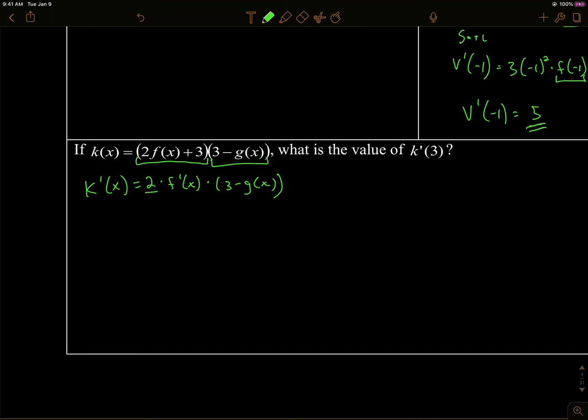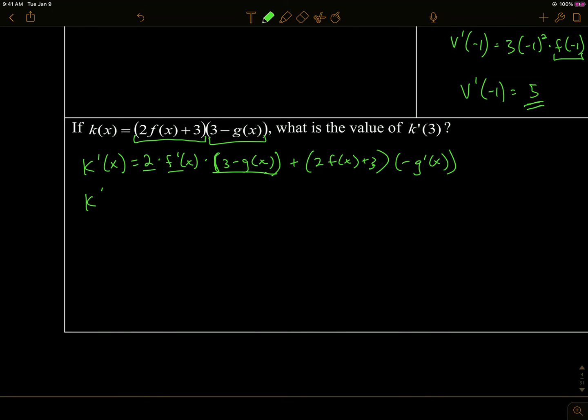So I see like 3 things times each other here, right? So you got to be careful. Plus, now I recopy the first, 2 f of x plus 3. That's one big factor. Times the derivative of the second. So the derivative of 3 is 0, and the negative sign comes along for the ride, and the derivative of g is g prime of x.